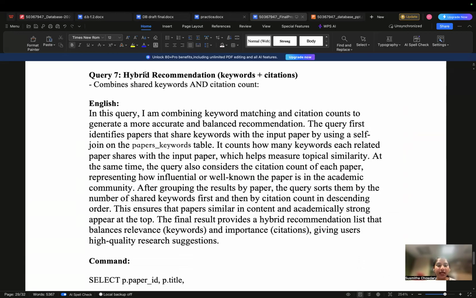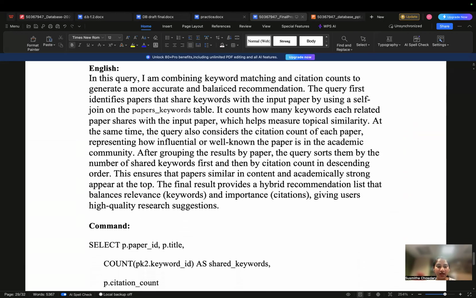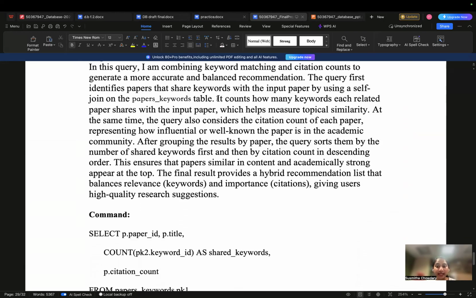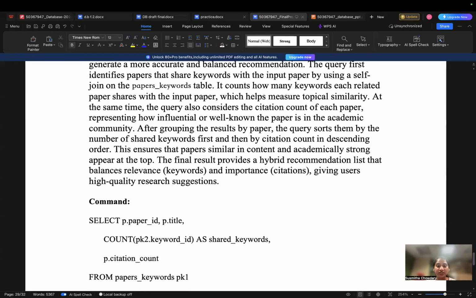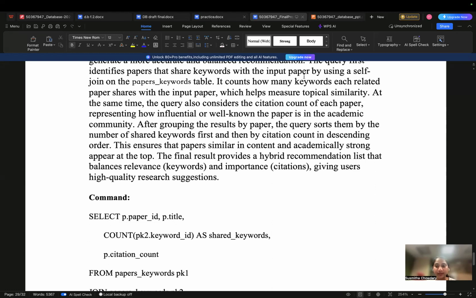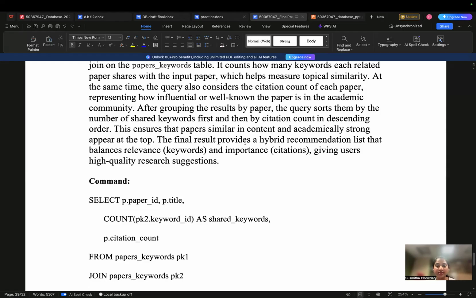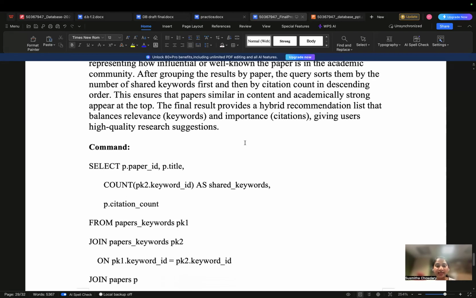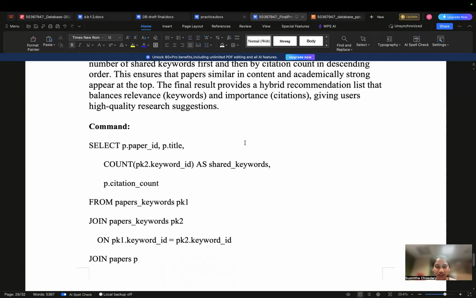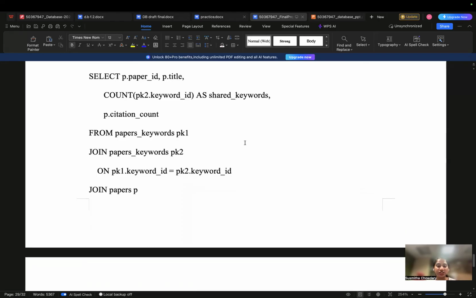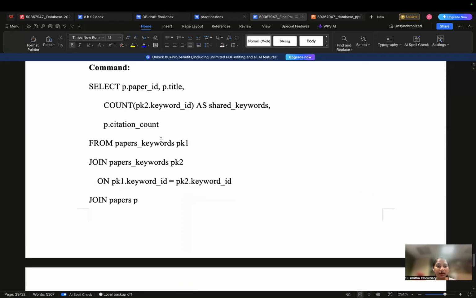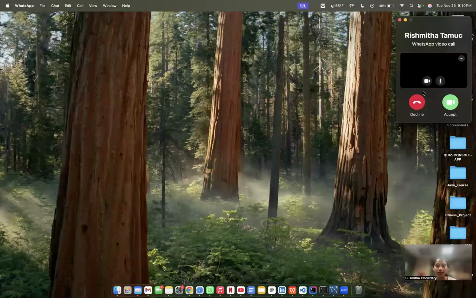And coming to the last query, this is the hybrid recommendation, which combines shared keywords and citation counts. In this query, I'm combining keyword matching and citation counts to generate a more accurate and balanced recommendation. The query first identifies papers that share keywords with the input paper by using a self join on the paper keywords table. The final result provides the hybrid recommendation list that balances keyword relevance and important citations, giving users high quality research suggestions.